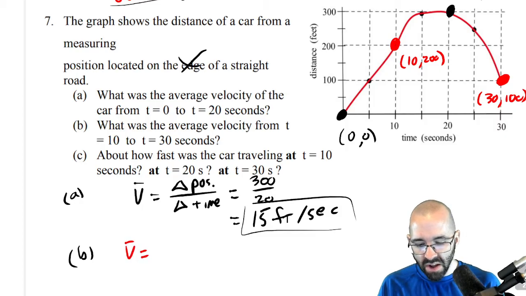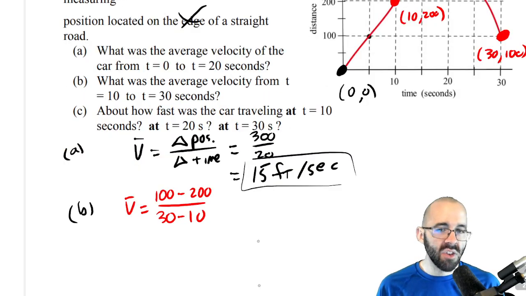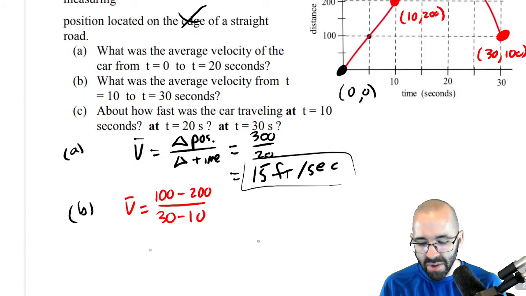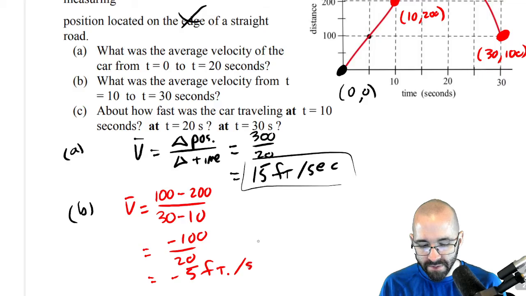So again, we do the same thing. Change of position over change in time. Second minus first is the change. You have to be a little careful not to do too many of these in your head. It's easy to mess up the negatives. And we'll get -5 feet per second.